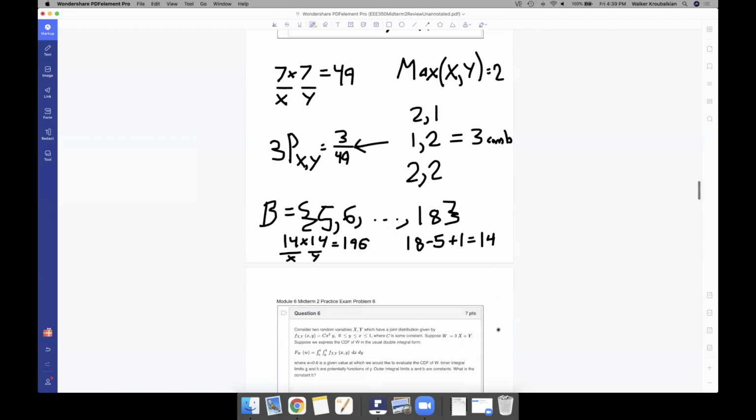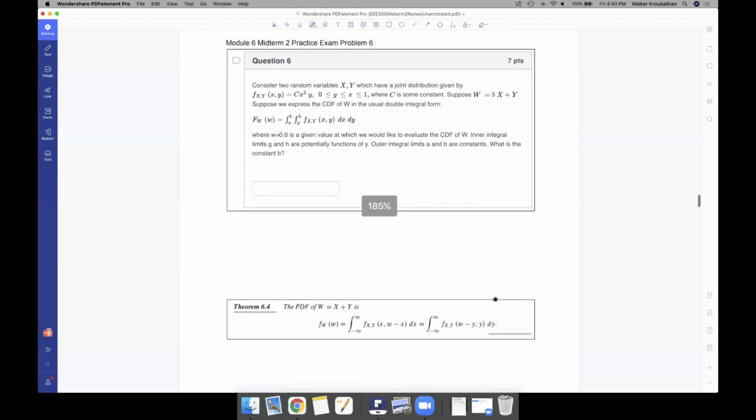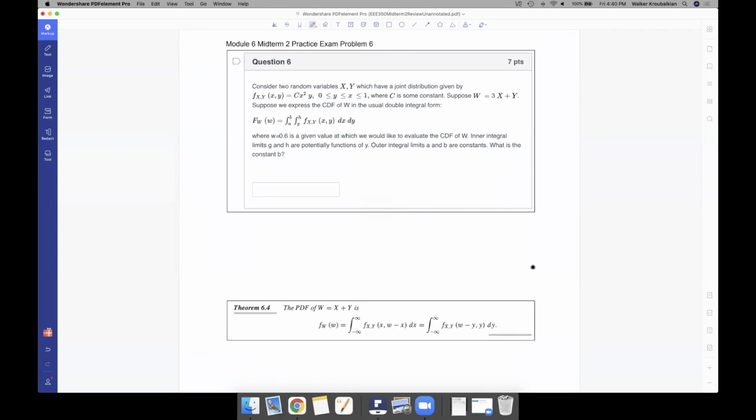All right. So problem 6. Consider 2 random variables x and y which have a joint distribution given by little f of x comma y equals c x squared y, where 0 is less than or equal to y, less than or equal to x, less than or equal to 1, where c is a constant. Suppose w equals 3x plus y. Suppose we express the CDF of w in the usual double integral form. I'm not going to read all of this, but w equals 0.6 is a given value at which we would like to evaluate the CDF of w, right?